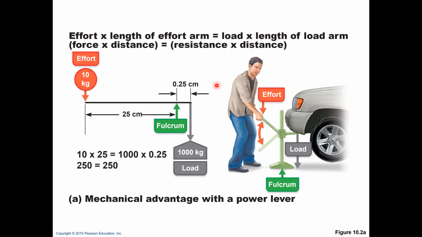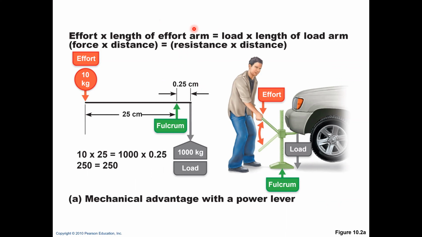So if you look over here, we have a fulcrum, and we have the lever, a bar. So the fulcrum is an immovable point, right? The point of attachment of this bar. And then we have effort on one side and we have load on the other side. And this type of lever is called a lever with mechanical advantage.